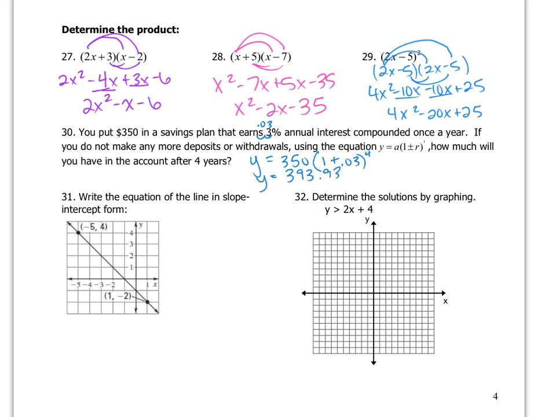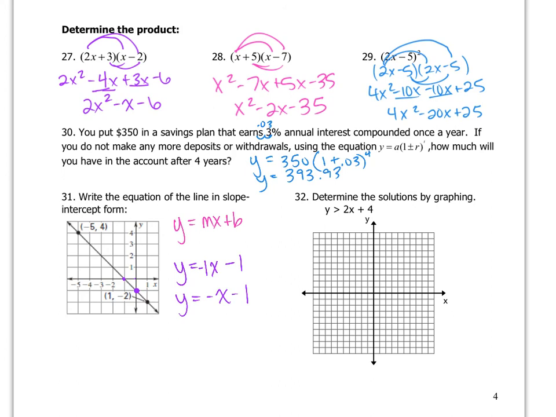And then number 31, write the equation of a line in slope-intercept form. So we know that is y equals mx plus b. I need to find the slope and the y-intercept, and I'm going to count both of those things. I can see that the y-intercept is at -1. I know it's y equals, and then my slope is up 1, left 1. So that's going to be -1x. So it would be y equals -x minus 1. If you put the -1 in front of the x, that's no big deal.